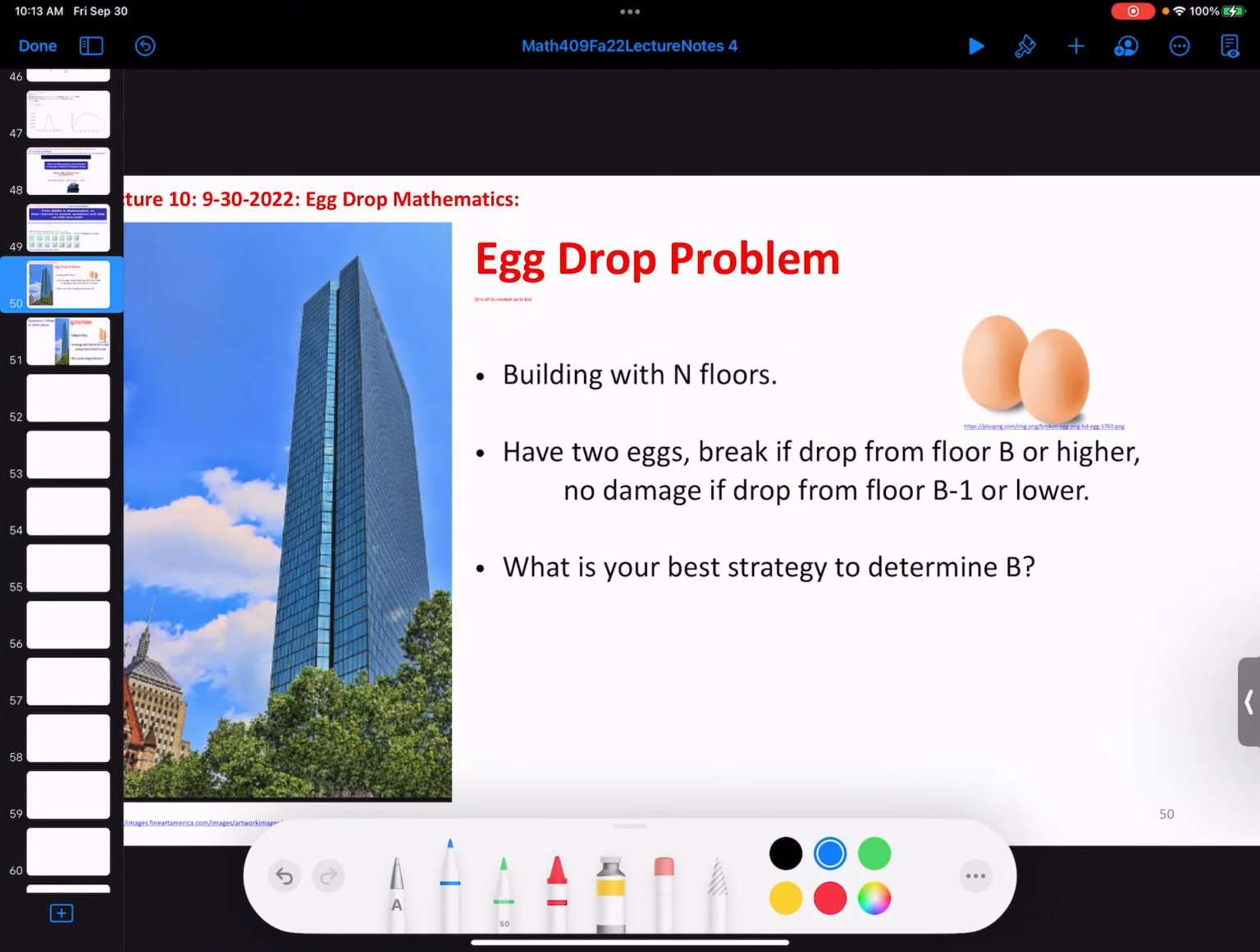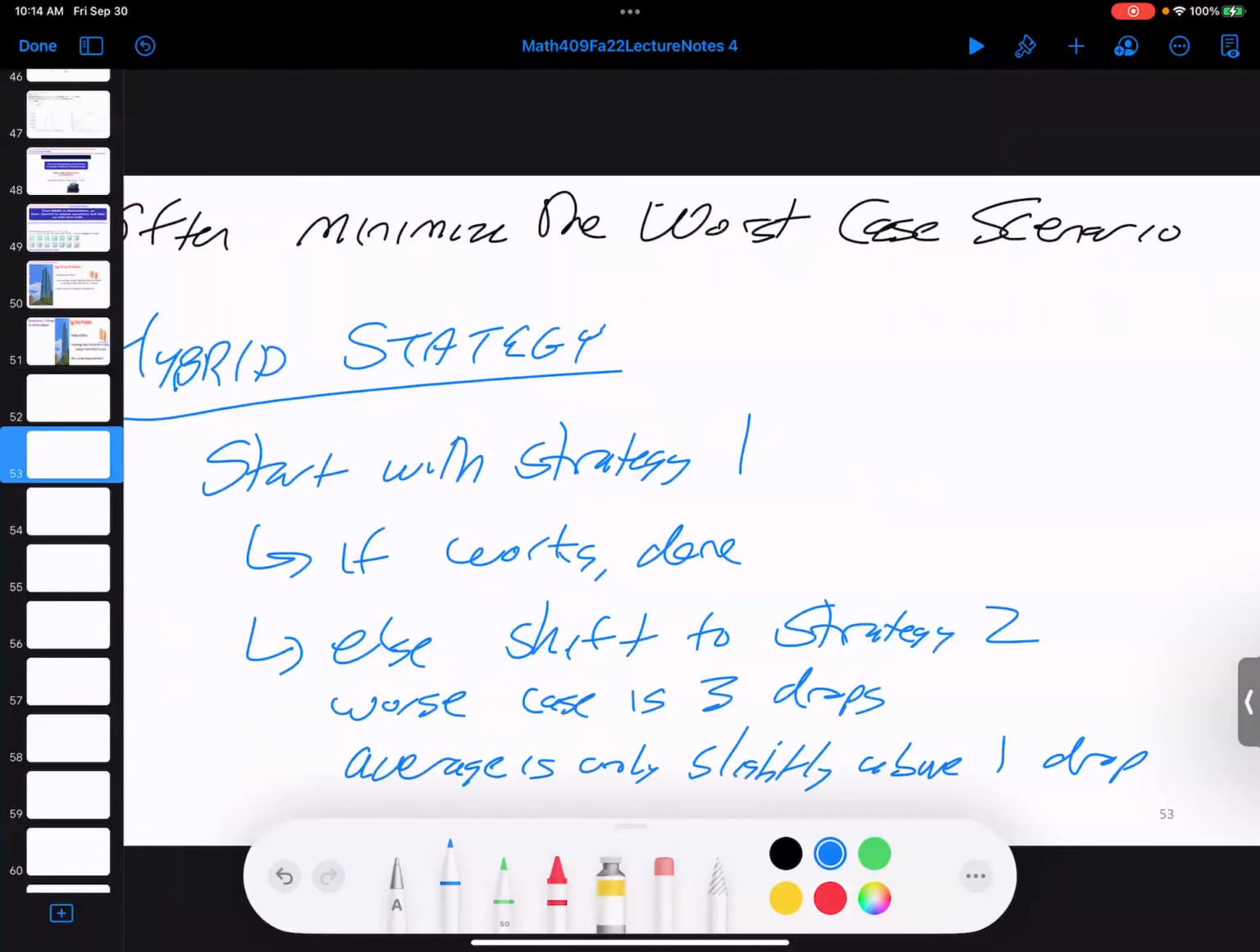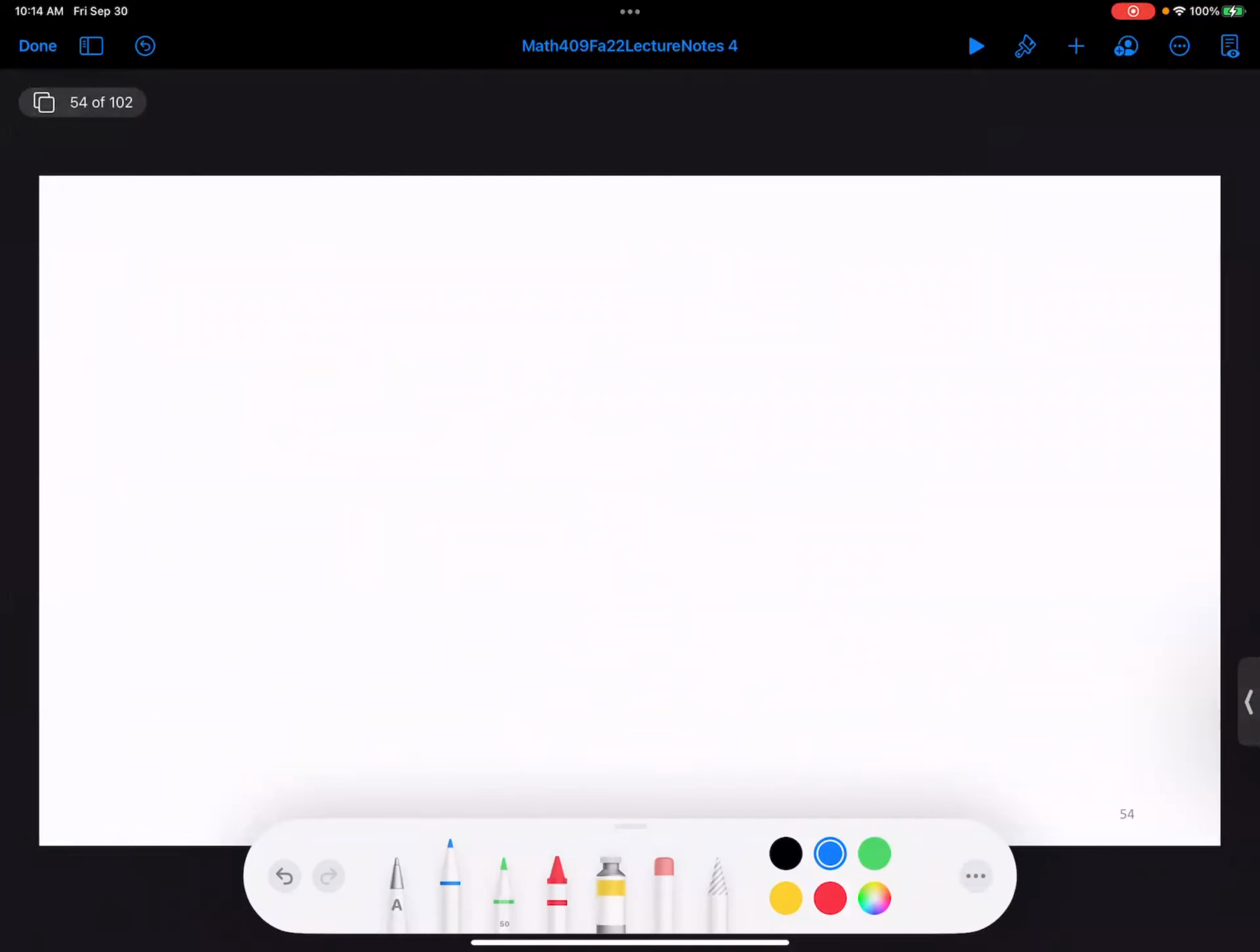You might say, maybe we know that there's a uniform distribution and all floors are equally likely to be B. Or maybe it's a Gaussian distribution about 50. If you have information like that, that might color how you choose to do things. So assume no matter what strategy you choose, I will choose the floor to be the worst possible value for whatever strategy you come up with. Okay? Does everybody understand the problem?